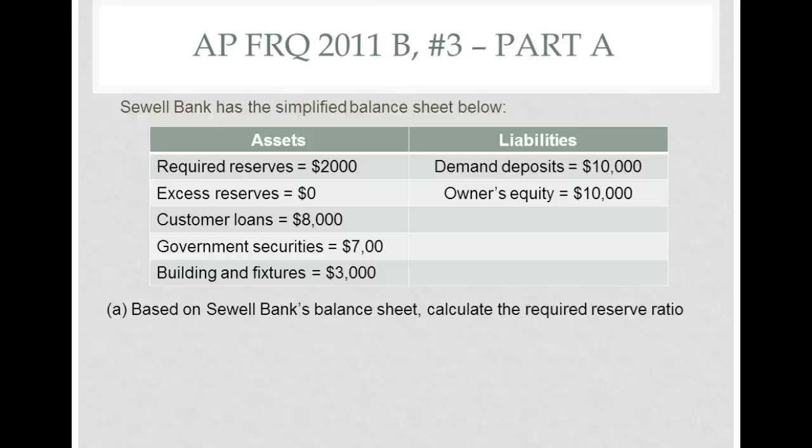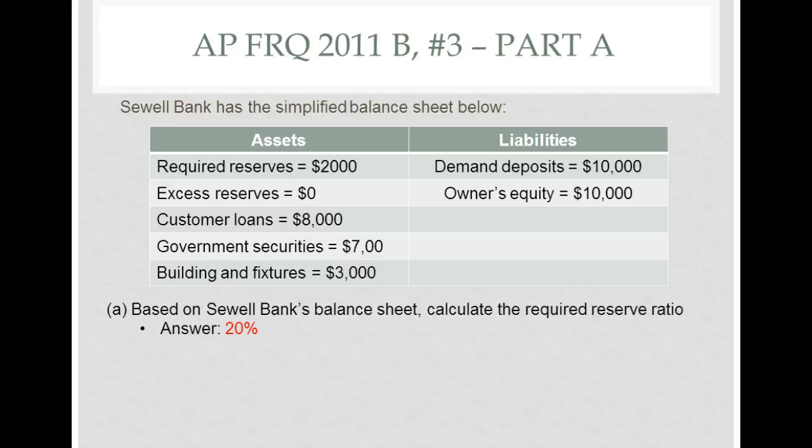Okay, well, remember what the reserve requirement is. It's the percentage of demand deposits that a bank must keep on hand. Well, in this case, we can kind of ignore owner's equity. That's just the owner's money that he put in the bank. So we'll keep looking at demand deposits, $10,000. And since it appears that they were required to keep 2,000, 2,000 is 20% of 10,000, and therefore the answer is 20%. That one I think is pretty straightforward.